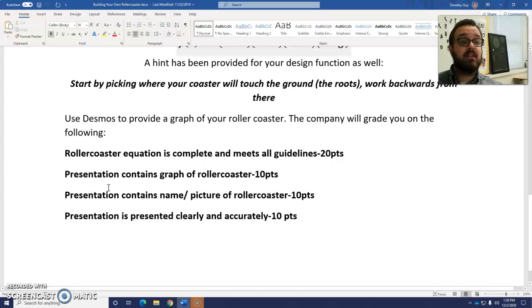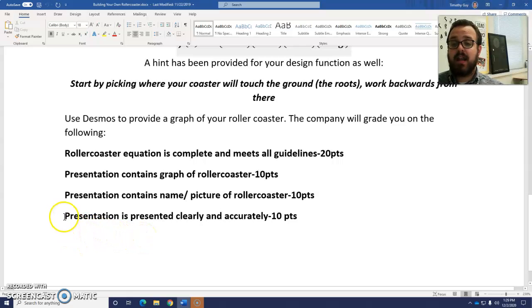Pretend that you are selling it to me as an amusement park to buy your roller coaster and use it in my park, okay? And then there's points on here for presentation. That's mainly just going to be, again, that your presentation looks nice. We're not going to be verbally presenting these as we normally would, but just that it looks nice and it's accurate, and I can follow through with what you have on there, okay?